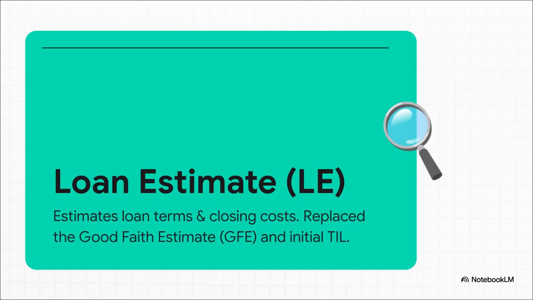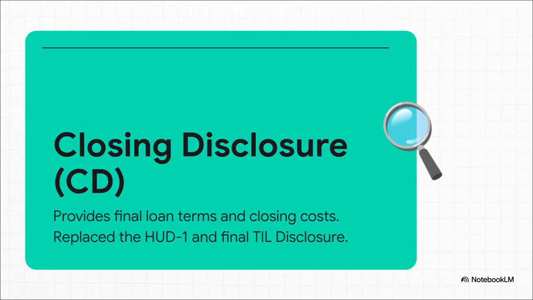Okay, so let's get into the official definition here. The loan estimate, the LE, is the document that gives the borrower an estimate, and that's the key word, of their loan terms and all the closing costs. Now, if you've been around for a minute, you'll remember this is what replaced the old good faith estimate, the GFE, and that initial TIL disclosure. And then you've got its partner, the closing disclosure, the CD. This one gives the borrower the final numbers. No more estimates. This is the real deal. And yeah, this is the form that took the place of the old HUD-1 settlement statement and the final TIL.